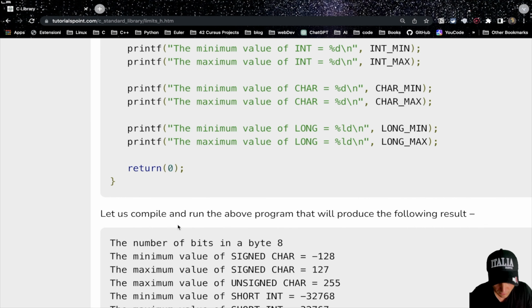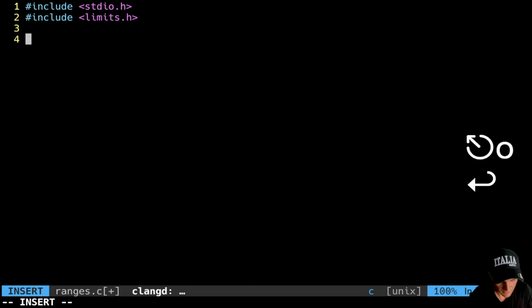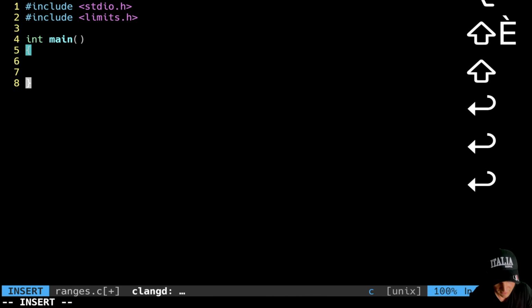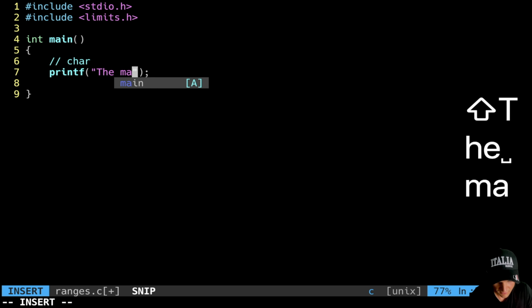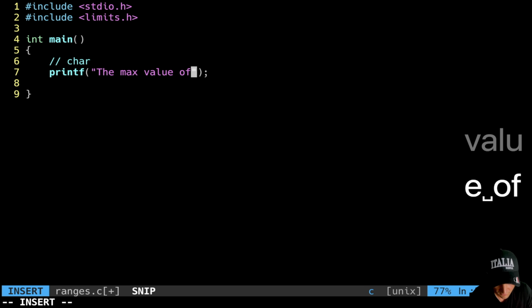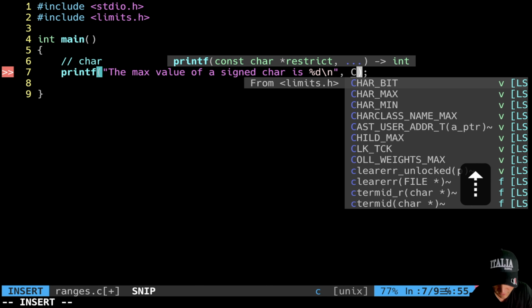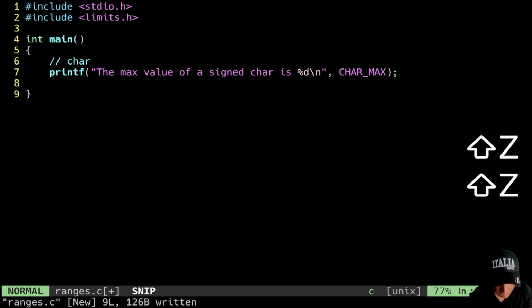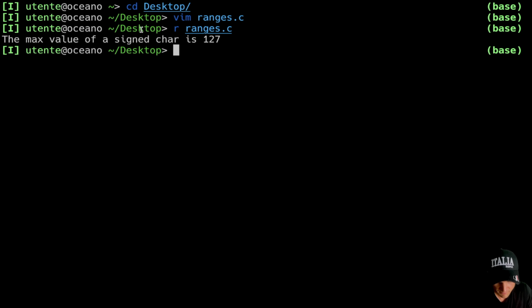So long story short, we are going to do that now. You see, basically I can copy paste now. So I'm just going to do the first one to get the gist of it. So int main, our main function, and we do for char, very simply, printf, the max value of a signed char is %d, new line, and here we put CHAR_MAX. Very simply, right? We can basically already run this to understand what is going on. Run ranges. And this is, of course, the max value of a signed char, which is 127.